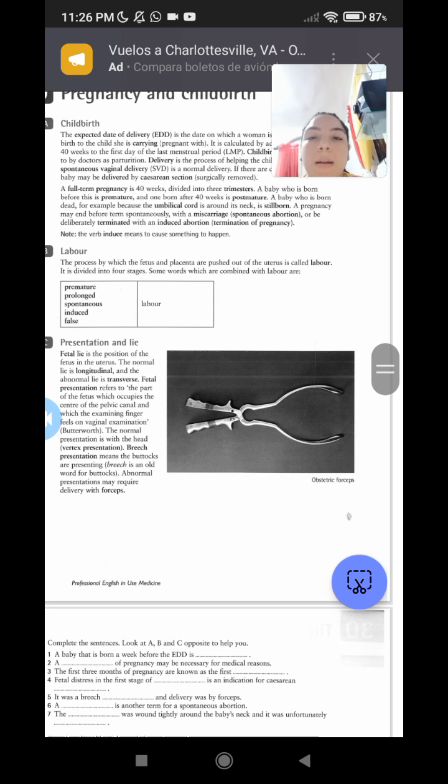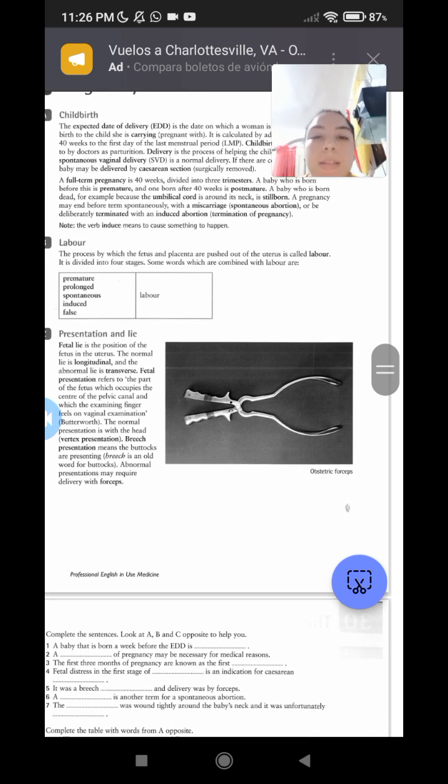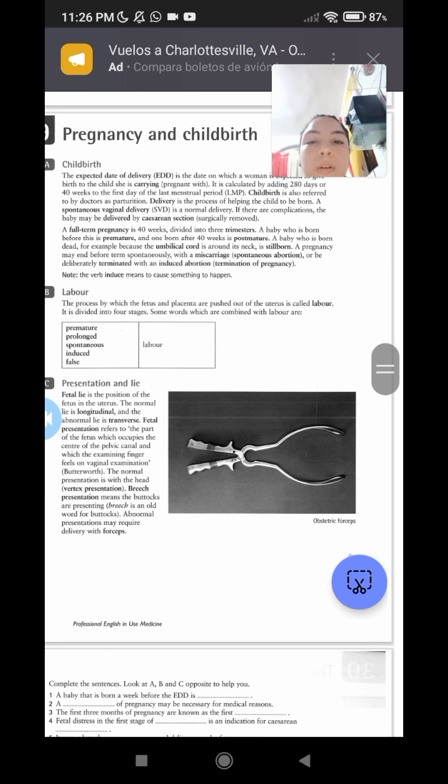If there are complications, then the baby may be delivered by cesarean section, a surgical removal. A full-term pregnancy is 40 weeks, divided into 3 trimesters. A baby who is born before this is premature, and one born after 40 weeks is post-mature. A baby who is born dead, for example because the umbilical cord is around its neck, is stillborn.